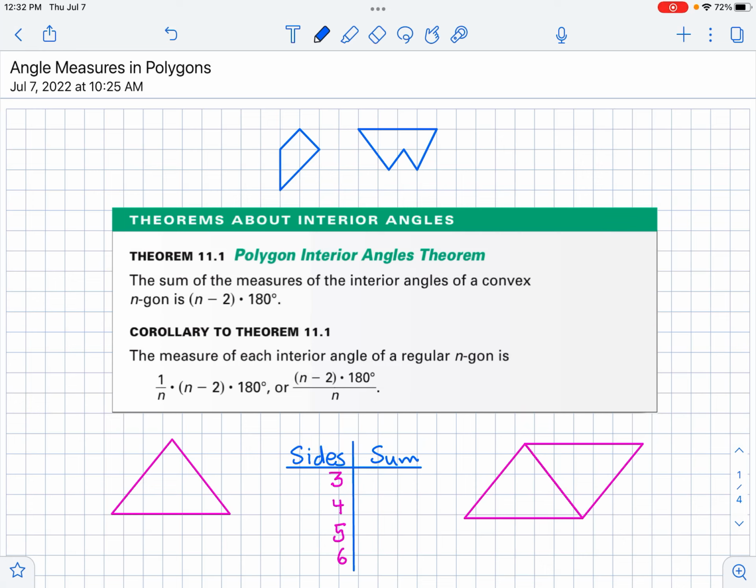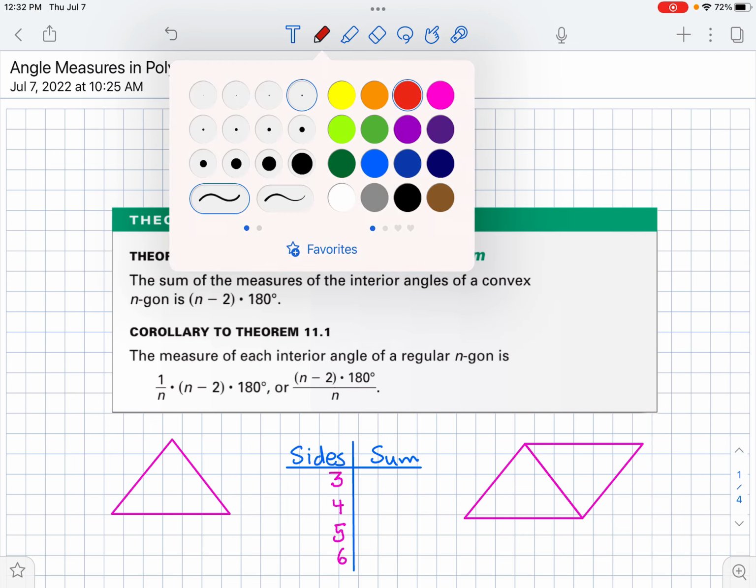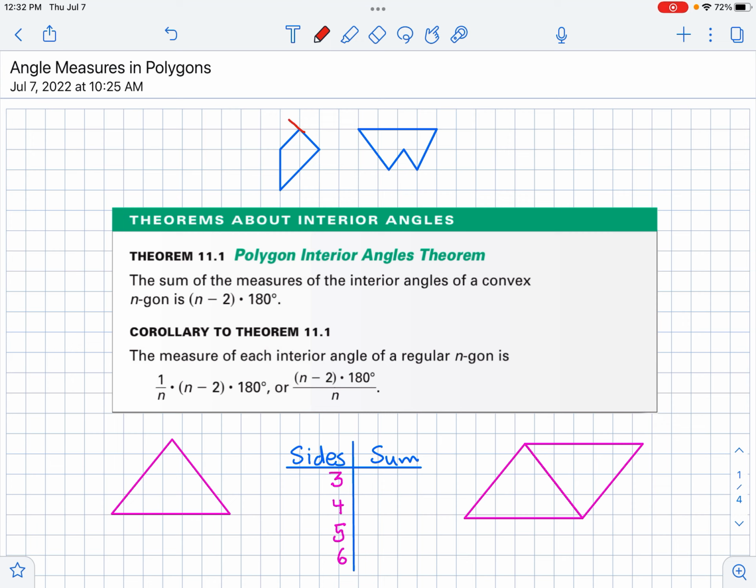Now we want to talk about angle measure in polygons. So first of all, remember just some terminology. When we talk about a convex polygon, it's one like this one right here, where if you extend any side, notice if I go through here and extend any side, it doesn't pass through the interior of the polygon. That means that this polygon is convex.